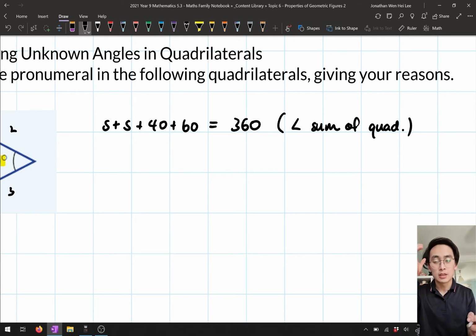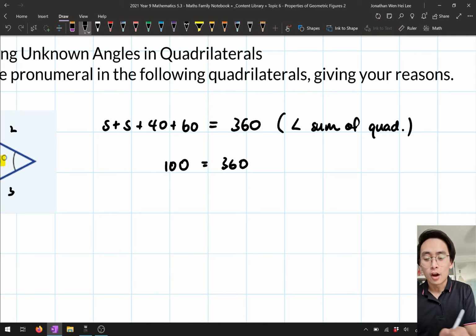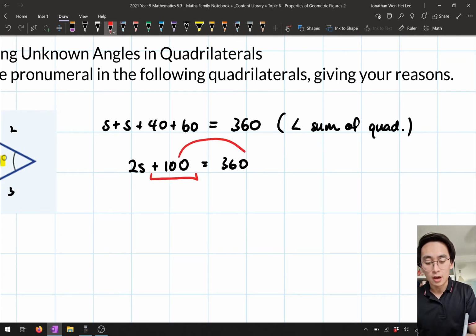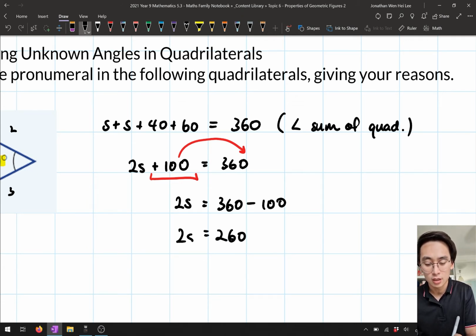Okay, and just like we did in the last example, I'm just going to add up all the numbers on the left-hand side first. So here, I'm going to have 40 plus 60. That's going to be 100. Now over here, I've got S plus S. Now when we have S plus S, if you remember from algebra, they are like terms, and I'm just going to add them together. I'm going to have 2 lots of S. 2S plus 100 is equal to 360. Okay. Now from here, I can move that 100 over and subtract it. And so here I get 2S is equal to 360 minus 100. And so that's going to give me 260 degrees.